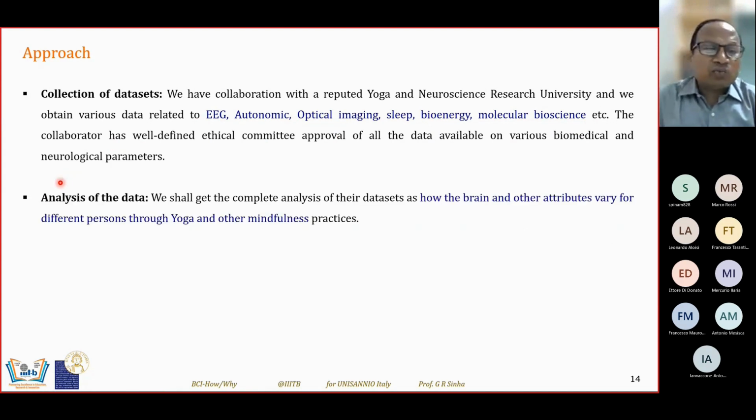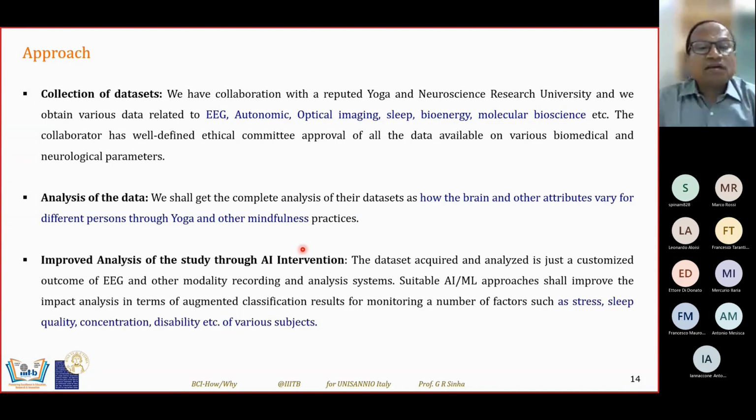So what do we do next? We analyze the data with the help of artificial intelligence, how the brain and other attributes vary in different persons when they do yoga or other kinds of practices. And lastly, what do we do? The data set is analyzed on the EEG signal.